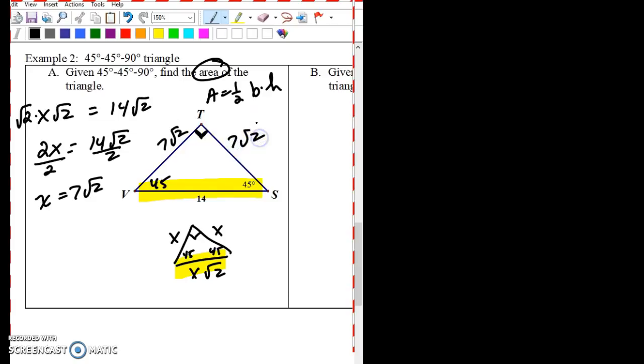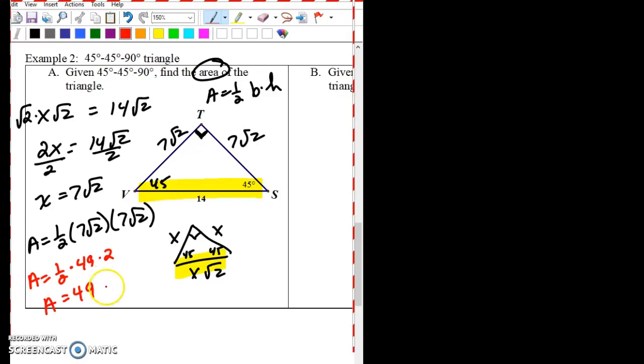So now I can find the area. My base is 7 square root of 2, and my height is 7 square root of 2. So my area is 1/2 times 7 square root of 2 times 7 square root of 2. So my area is 1/2. 7 times 7 is 49. Square root of 2 times square root of 2 is square root of 4, and the square root of 4 is 2. 1/2 of 2 is 1, so area is 49 units squared. All right, again, the key is to identify what's the side given corresponds to what side in your 45, 45, 90 triangle.